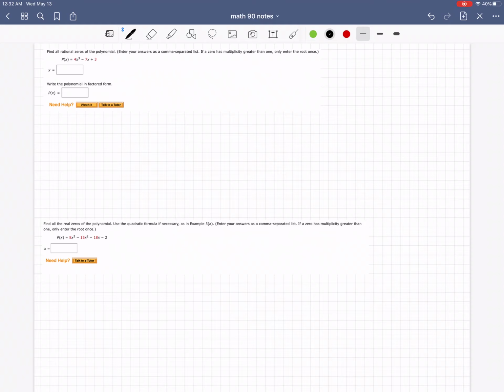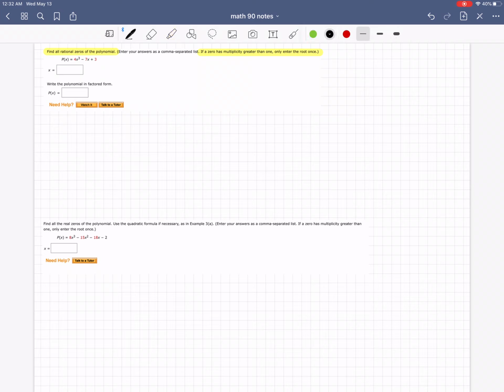In this example, we're going to look at two problems from your homework. So in the first problem, we're given a polynomial and we're asked to find all of the rational zeros of the polynomial. You'll also notice that it says if a zero has multiplicity greater than 1, only enter the root once. So we'll keep that in mind.